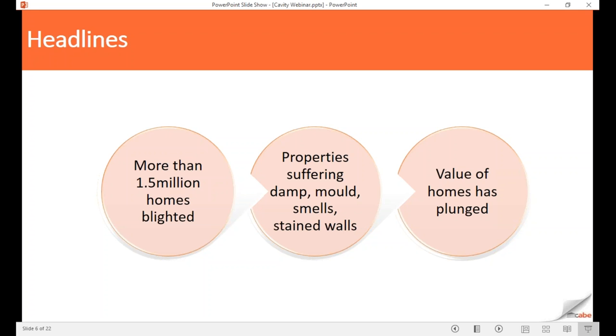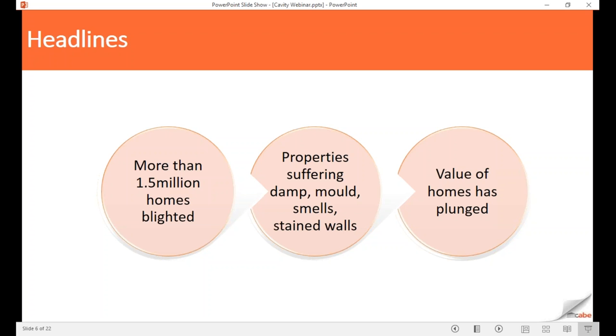And as a result, moisture penetration is occurring, damp's occurring. Because it's shifted the dew point within the construction, we're getting more condensation and mould issues. And there's a claim that an awful lot of these properties have been blighted and their value's fallen significantly.